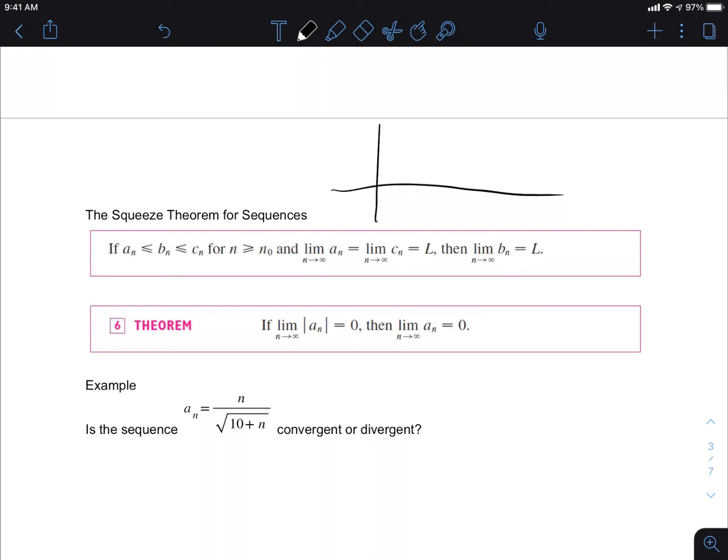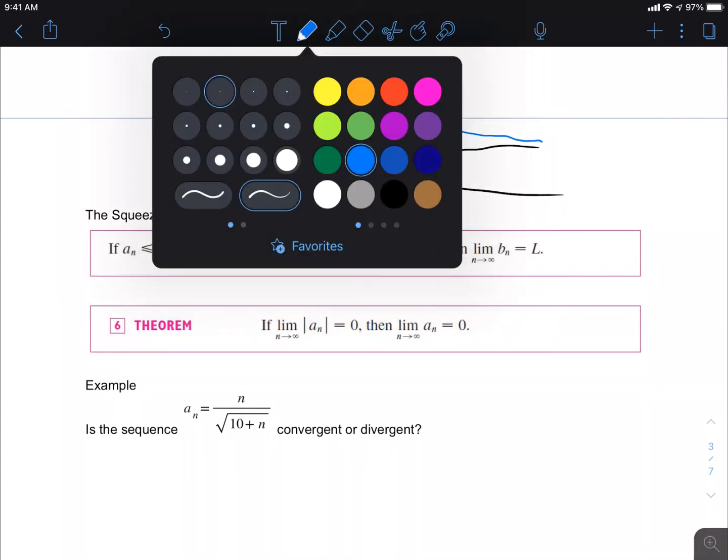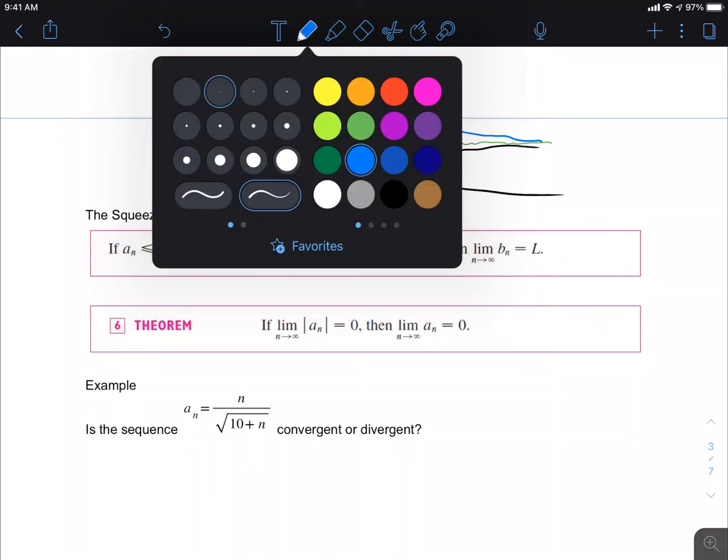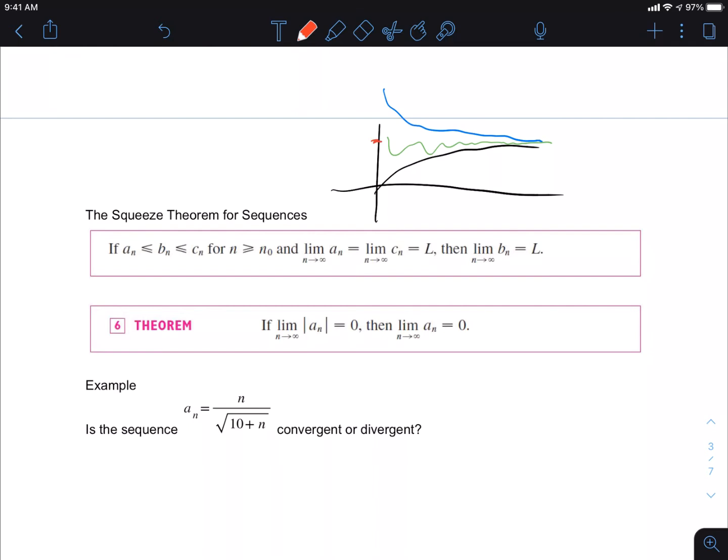So here's one function, here's another function, right? Or a sequence. Let's just say there are a series of dots. Here is my B. We can see they're all going towards that limit L. Okay, it's basically squeezing them together. Some people call it the sandwich theorem.